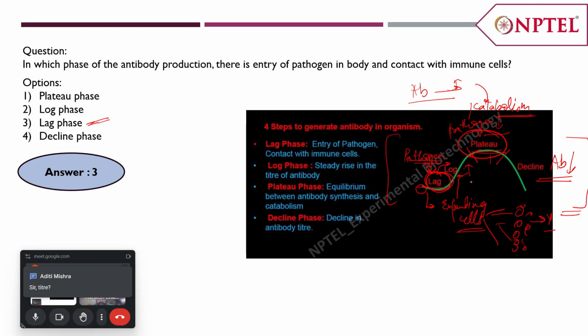Titer is a different word for antibody concentration. So that is measured in the form of titer in case of antibody. It is basically the concentration of the antibody that is present in our body. If there are no doubts, we'll move on to the next question.